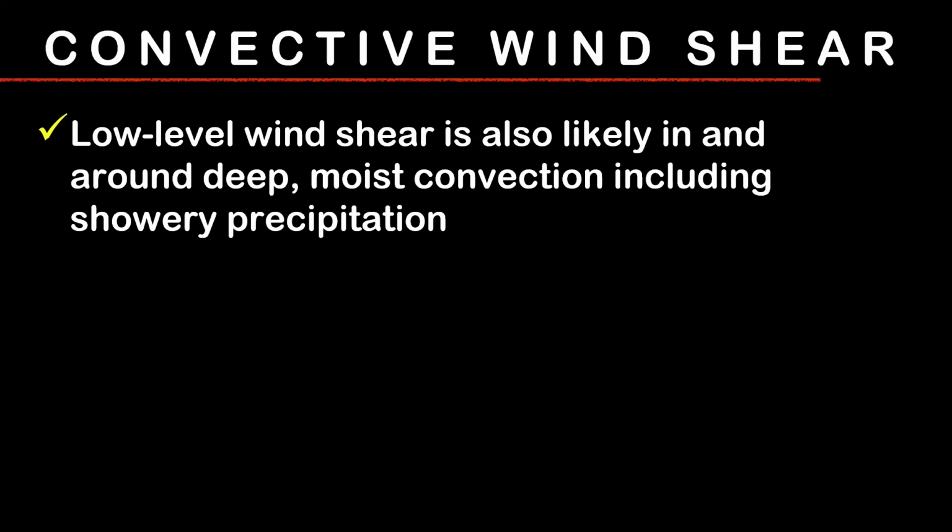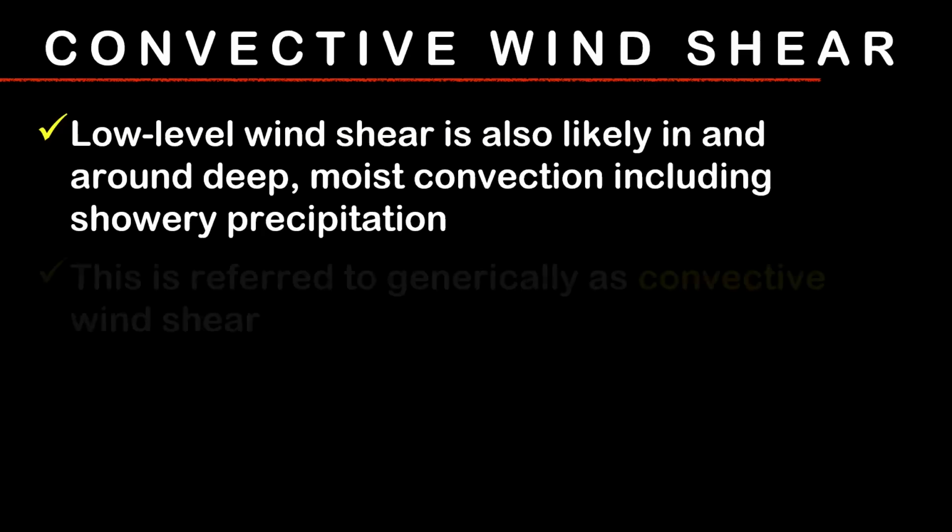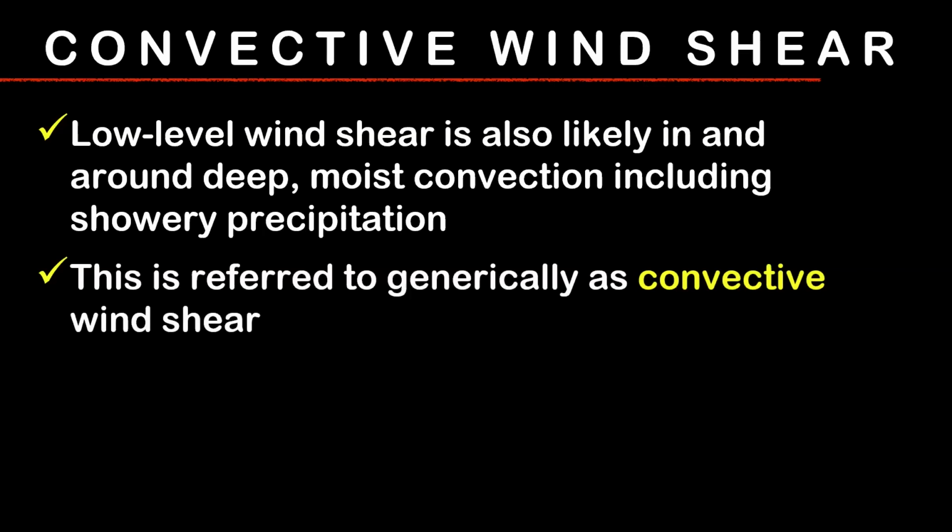And obviously, anytime you're dealing with the possibility of convection, low-level wind shear is almost by definition a part of it. So if you see a METAR reporting a thunderstorm, most likely you're dealing with low-level convective wind shear in association with that, and even the possibility of showery precipitation is another indication that you have convection going on at that airport. So we generically call this convective wind shear.